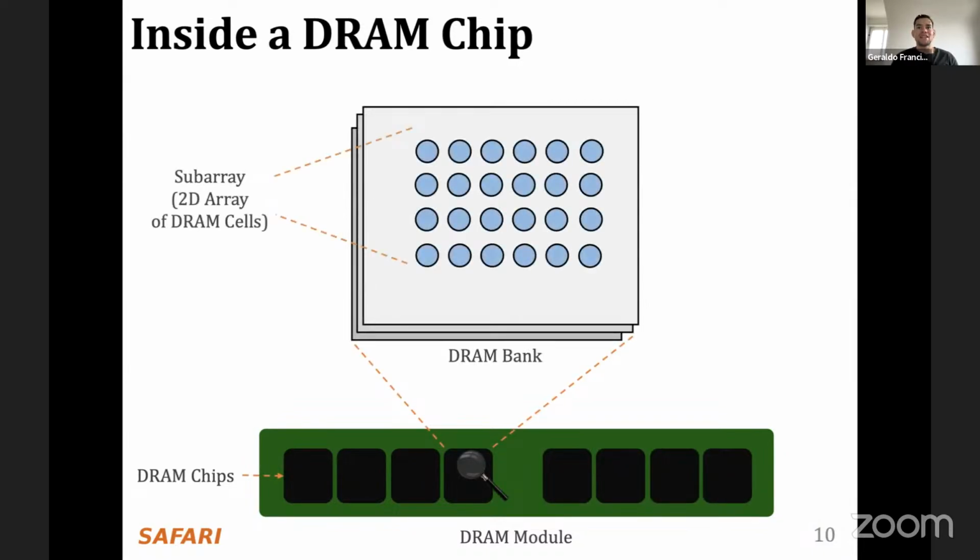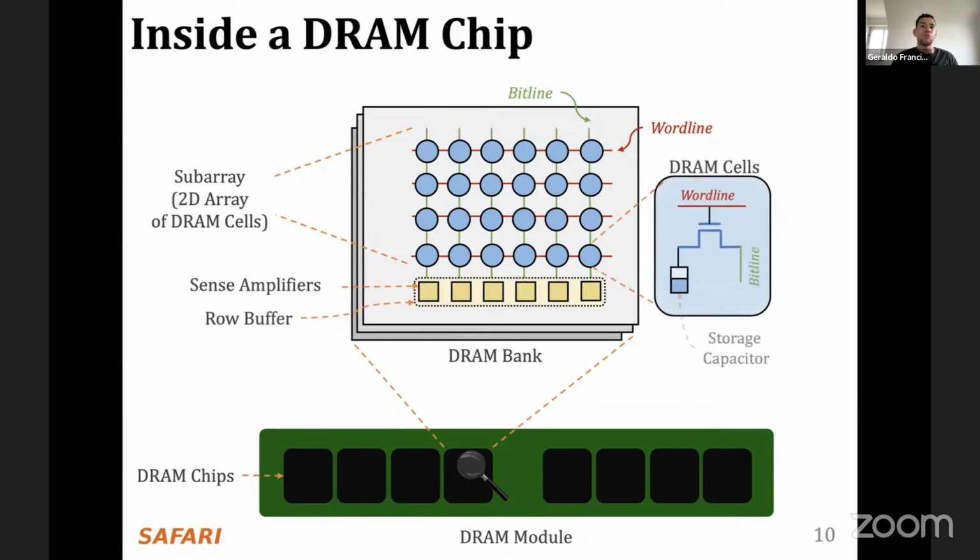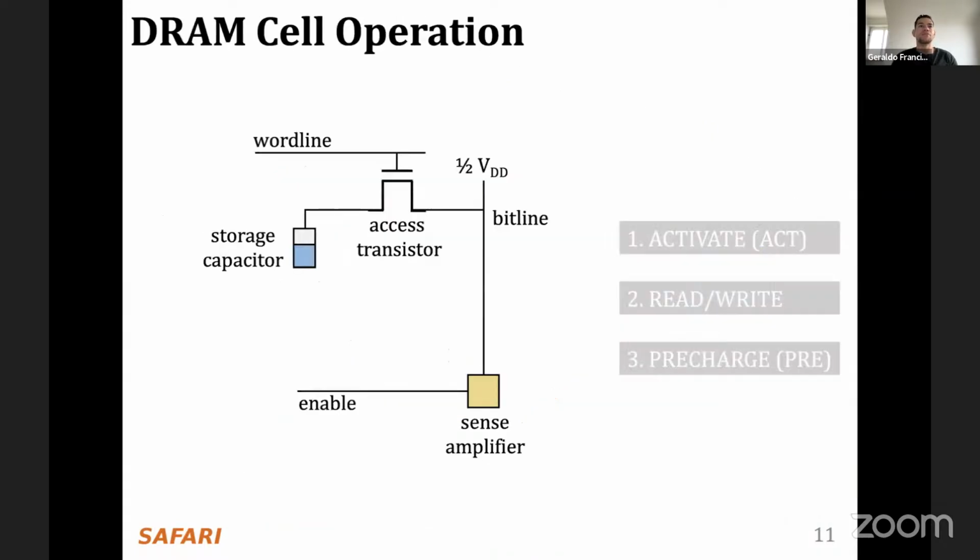Each DRAM bank has many DRAM subarrays, which are 2D arrays of DRAM cells. The 2D array of DRAM cells are horizontally connected via word lines and vertically connected via bit lines. The bit lines are connected to an array of sense amplifiers called a row buffer. A DRAM cell is composed of a storage capacitor, which holds the data stored in DRAM as charge, and an access transistor, which enables and disables the charge flow from the storage capacitor to the bit line.